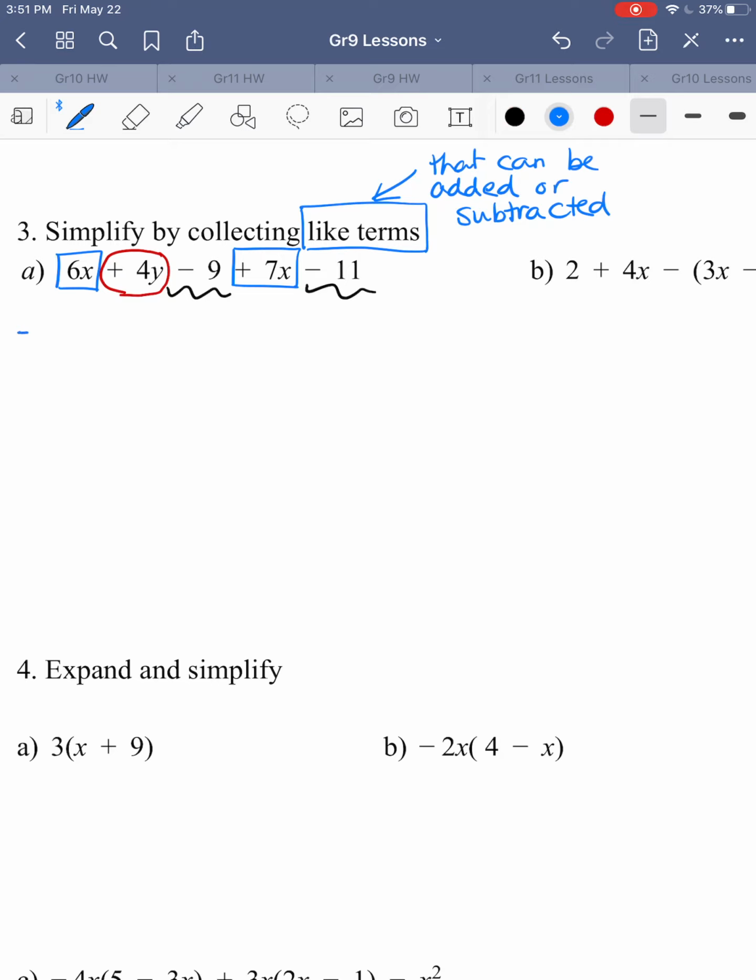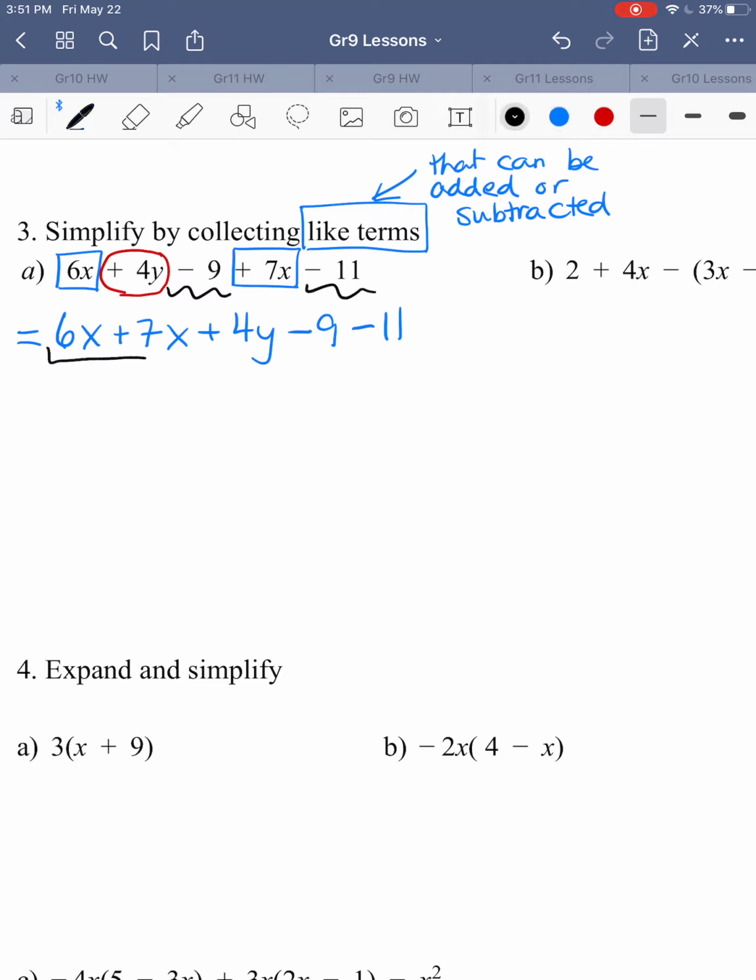So I've tried to group together the like terms. I'm now going to write them beside each other. So 6x plus 7x plus 4y minus 9 minus 11. Notice that when I was doing the squiggly line or the circle or the box, I was including the sign in front of it because that goes together. That includes the whole term, includes the sign in front of it.